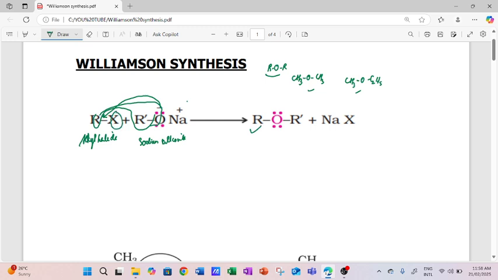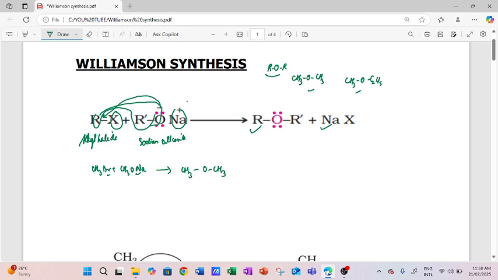So this X is eliminated with this Na as NaX. It means the alkyl group combines with the oxygen and alkyl group of sodium alkoxide. For example, if you take CH3Br and CH3ONa, two compounds like this, NaBr gets eliminated and we are joining the alkyl group of CH3Br and OCH3. This is how we get it. This is called methoxymethane.